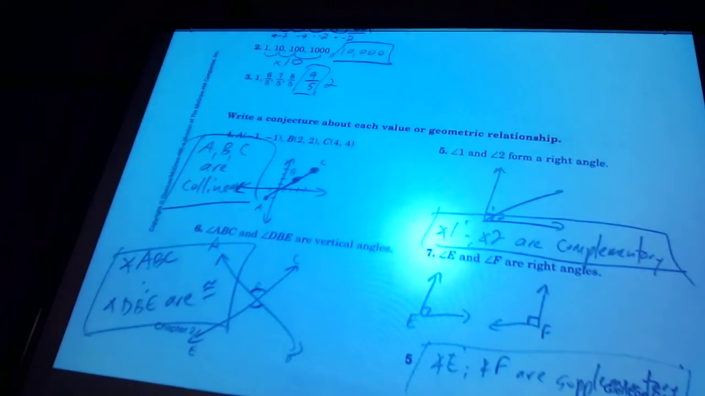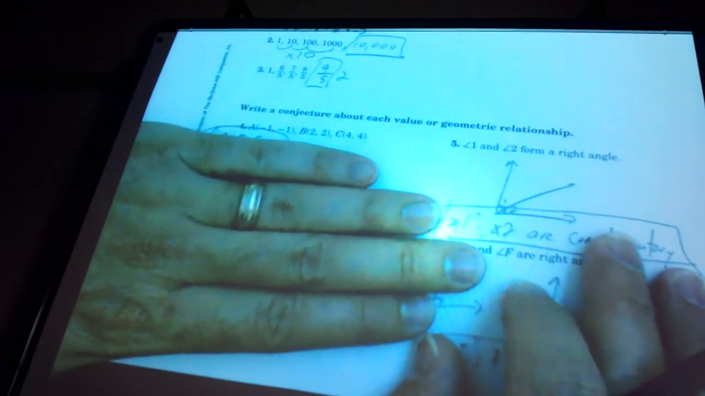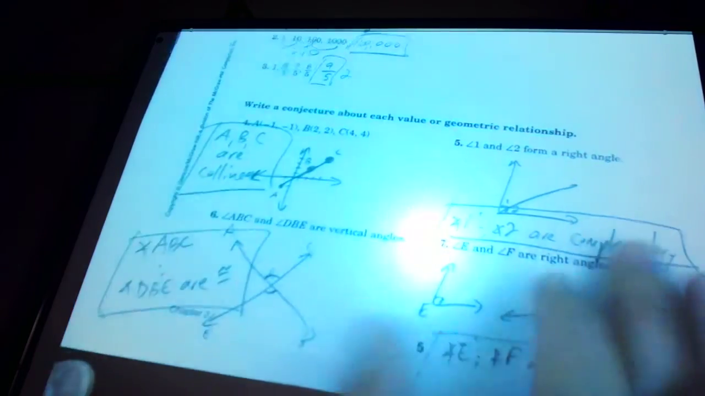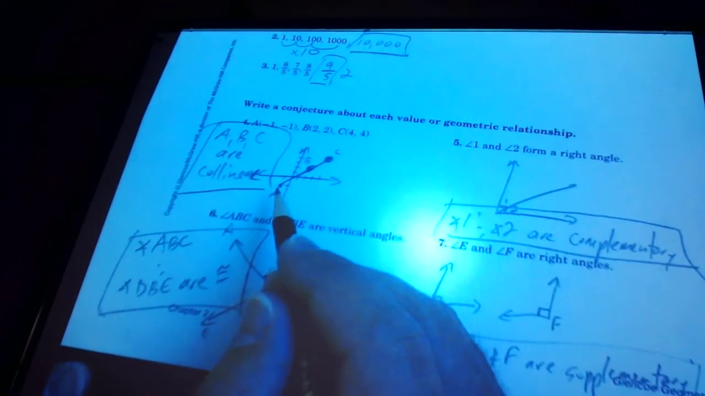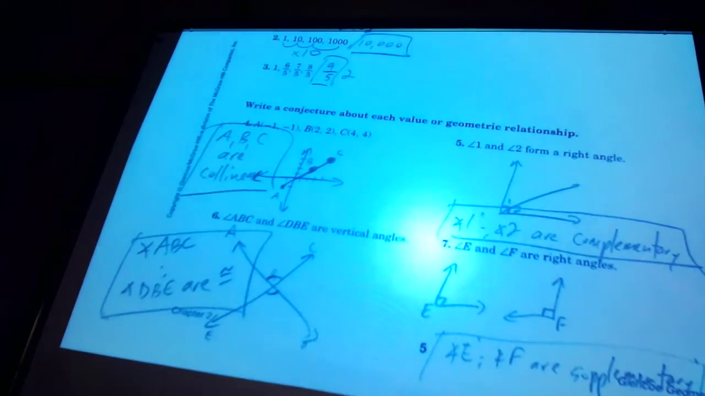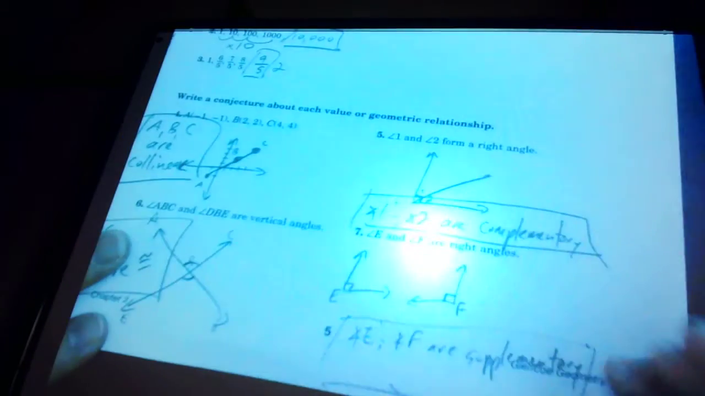So basically it says, write a conjecture about each value or geometric relationship, and it gives us 3 ordered pairs. Now, if this picture weren't here, it'd be a little bit tricky to understand what to do. Well, let's go graph them. So we graphed A at -1, -1, B at 2, 2, C at 4, 4, and you can see that all 3 points are collinear. Well, that's something you learned in Chapter 1. So that's writing a conjecture based on stuff you already know from geometry. All right, go to number 5.